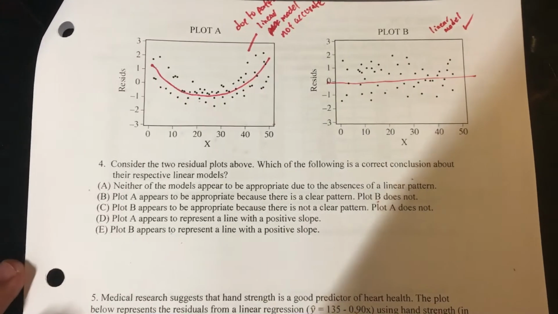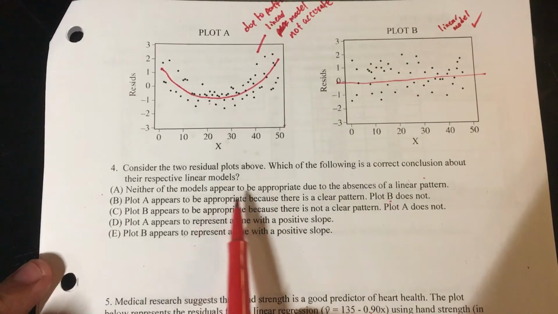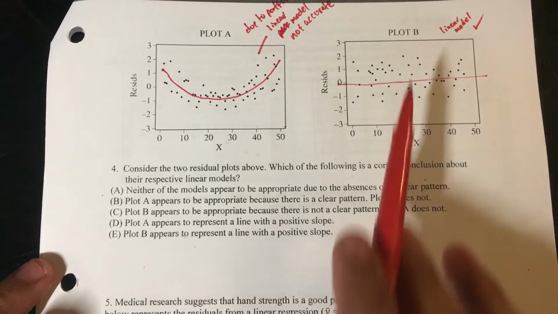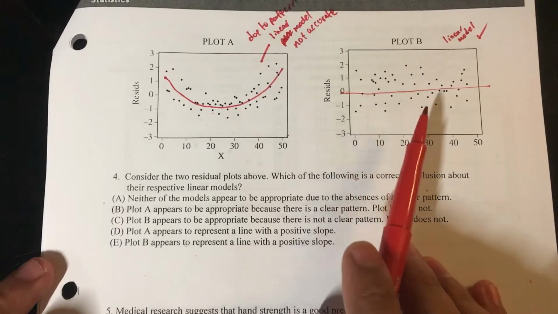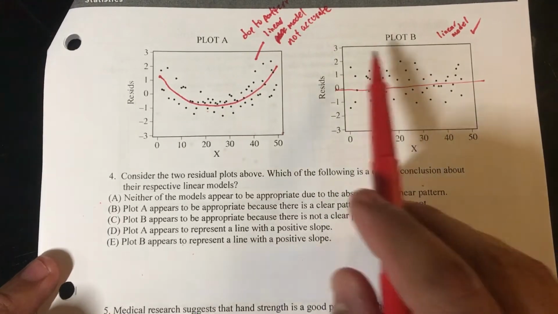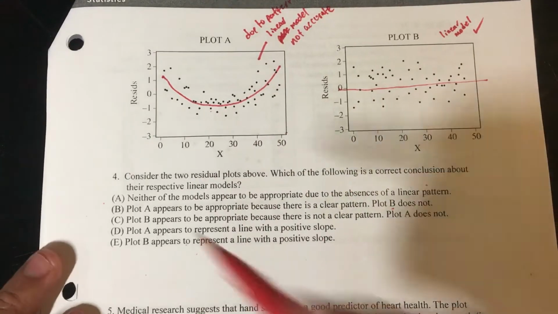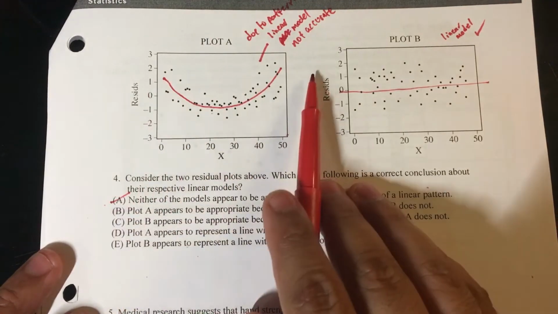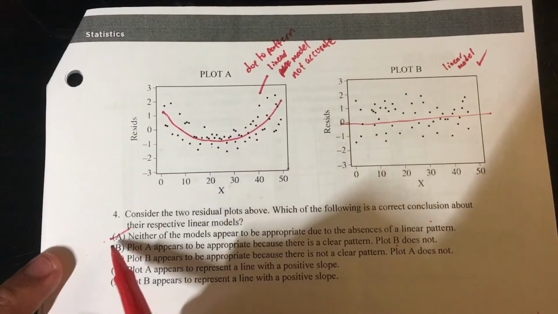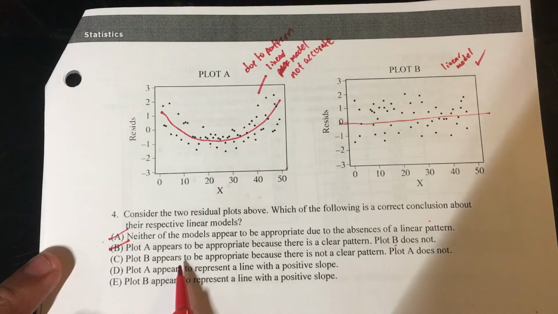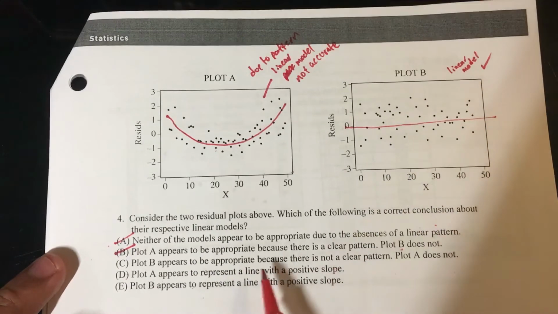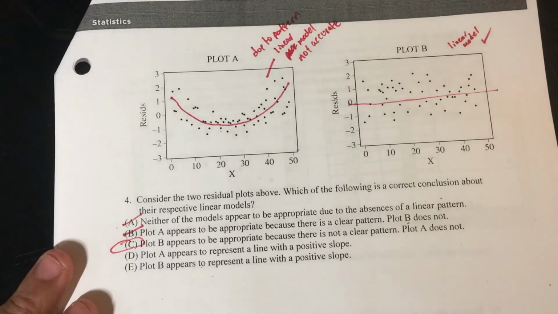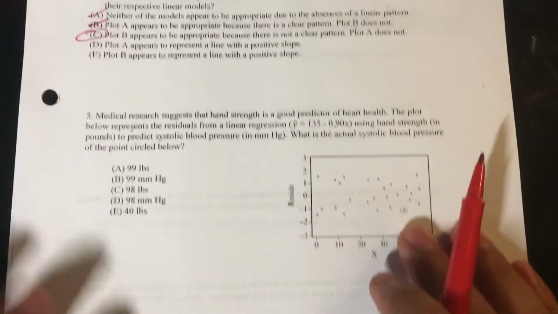As I start looking through these: neither model appears to be appropriate due to the absence of a linear pattern. Again, you don't need to see a linear pattern here. What you need to see in the residual plot, at least, is that it looks variable, so that there is no pattern. So that's not the answer. Plot A appears to be appropriate because there is a clear pattern. Again, a clear pattern is what tells me it is not appropriate, so B is not the answer. Plot B appears to be appropriate because there's not a clear pattern, and plot A does not. So yes, this is true, and my answer here would be C.